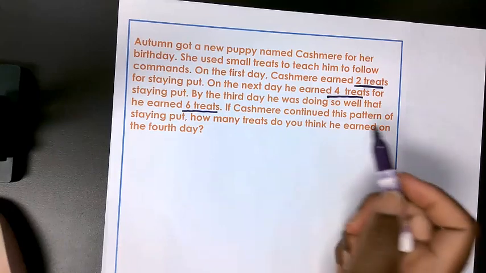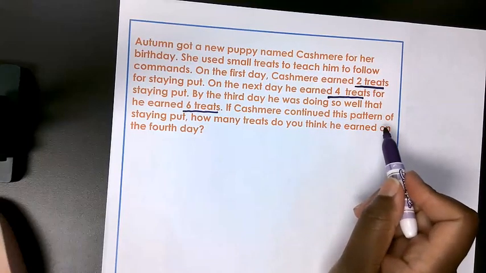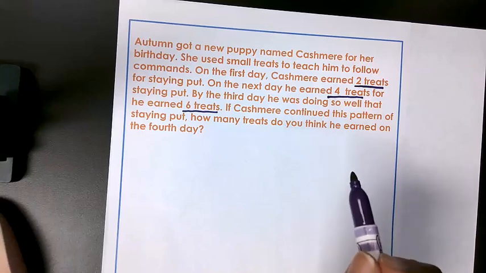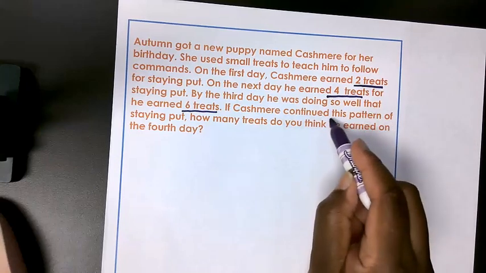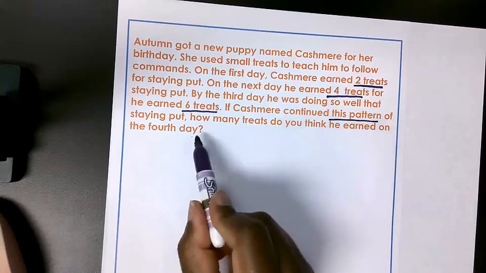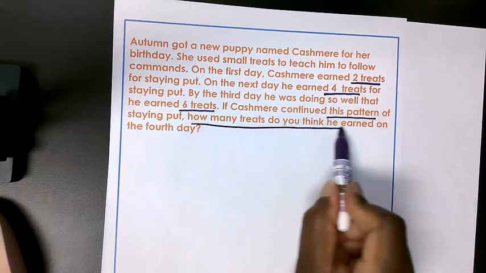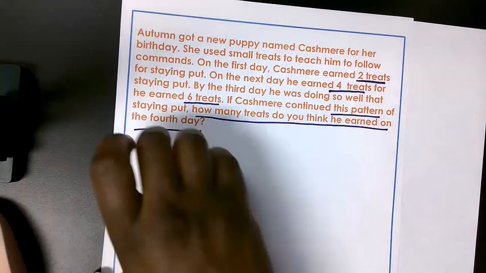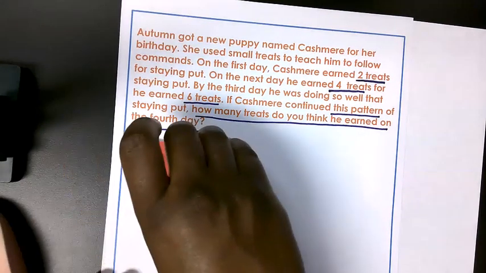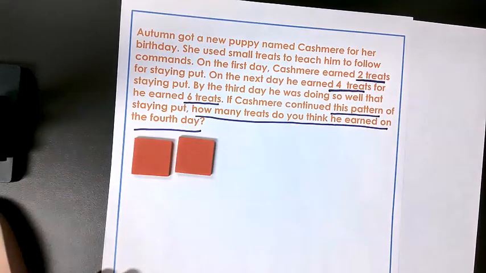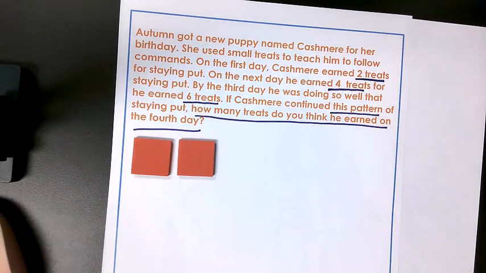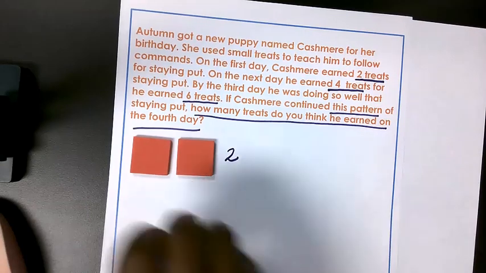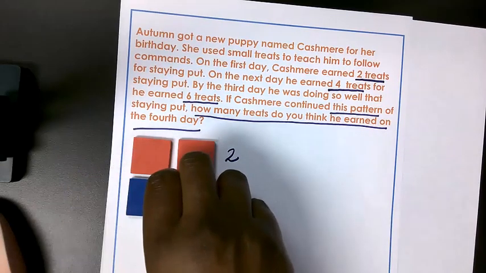It says if the pattern continued, how many would he earn on the 4th day? So I really am looking at 2 things. I need to figure out what is the pattern and how many treats he would earn on the 4th day. So first, let's look at the pattern. So we have 2 treats on day 1. That's the first one. Then on the 2nd day, he earned 4 treats.